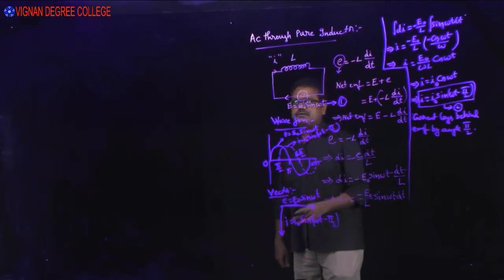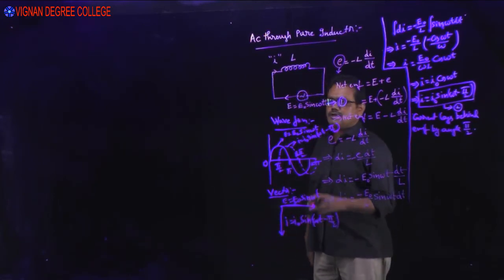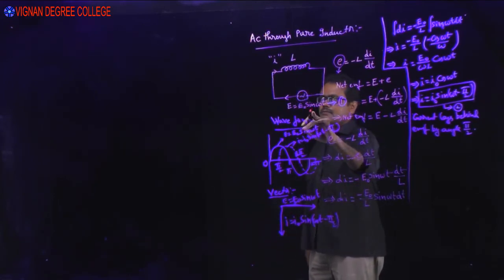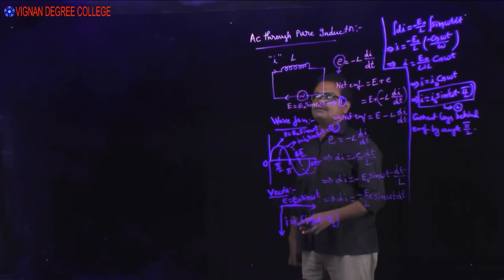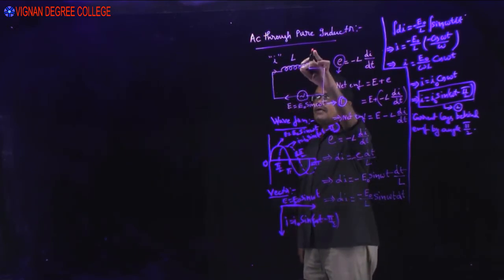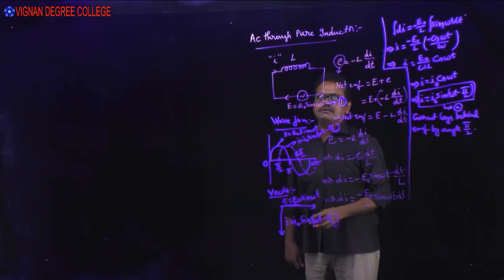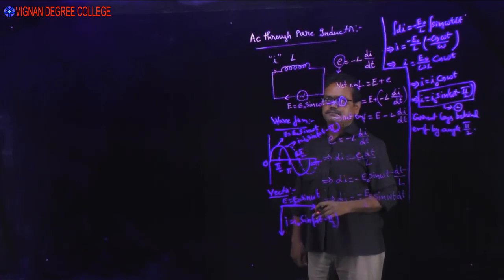Finally, this gives the relation between EMF and current in an AC circuit which consists of only an inductor.